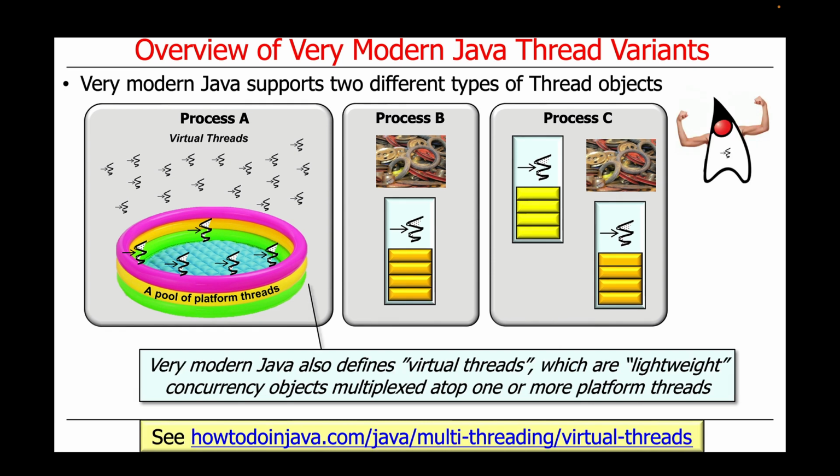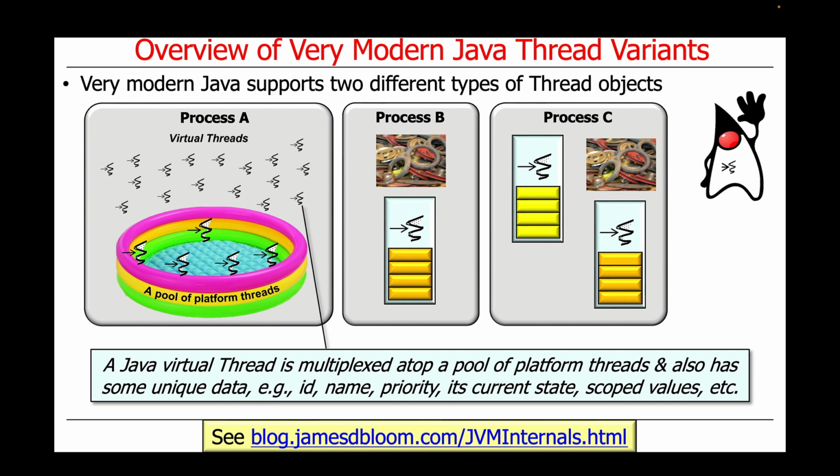Very modern Java also defines virtual threads, which are lightweight concurrency objects multiplexed atop one or more platform threads, also known as carrier threads in very modern Java lingo. A Java virtual thread is multiplexed atop of these platform threads, and it also has some unique data. For example, its ID, its name, its priority, its current state, something called scoped values, which are a lighter weight replacement for thread-specific storage. But you'll notice it doesn't have its own kernel-level runtime stack that's shared by the pool of platform threads that the virtual threads are multiplexed atop.